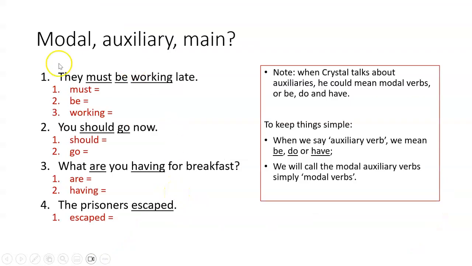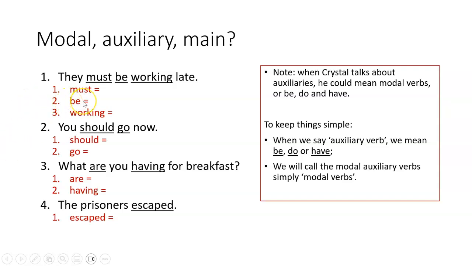Another exercise. Okay, here we have more verb phrases: must be working, should go, are having, and escaped. Are these modal, auxiliary, or main verbs? And by the way, keep in mind, when David Crystal talks about auxiliaries, he could mean modal verbs, or be, do, and have. Just to keep things simple and easy, when we say auxiliary verb, we mean be, do, or have. And we'll just refer to modal auxiliary verbs as modal verbs. Okay, in any case, back to it. Take a moment, pause the video, and then let's discuss your answers.